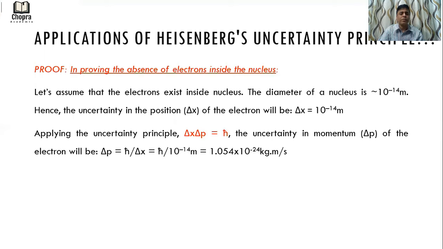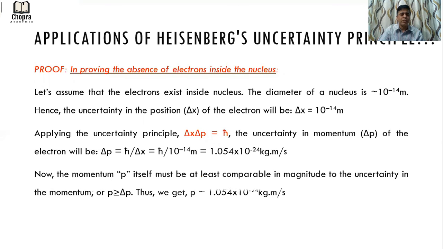Applying the uncertainty principle now, we can take delta x delta p to be equal to h cross. Usually we take h cross, or in some books you find also h cross by 2, but it's okay, as we only want the order of the answer. So let us take delta x delta p equal to h cross. The uncertainty in the momentum delta p can be calculated now because we know delta x. So delta p is h cross by delta x, which comes out to be 1.054 into 10 to the power minus 24 kg meter per second.